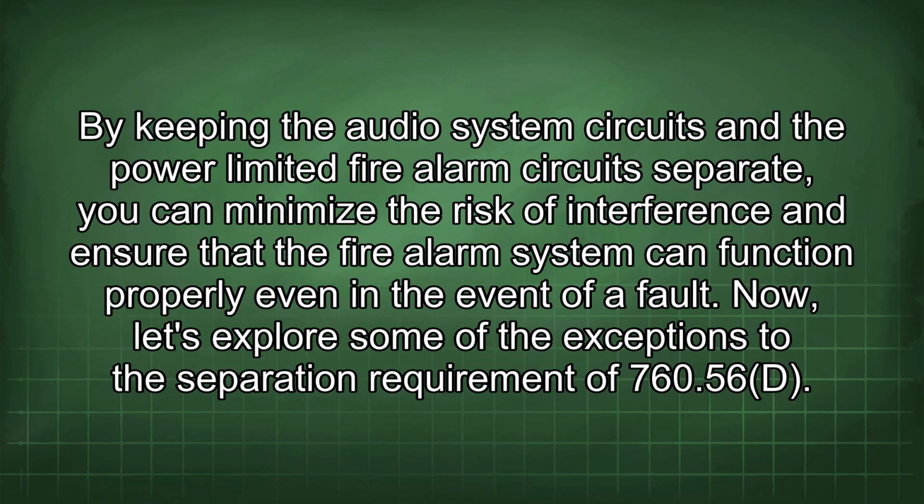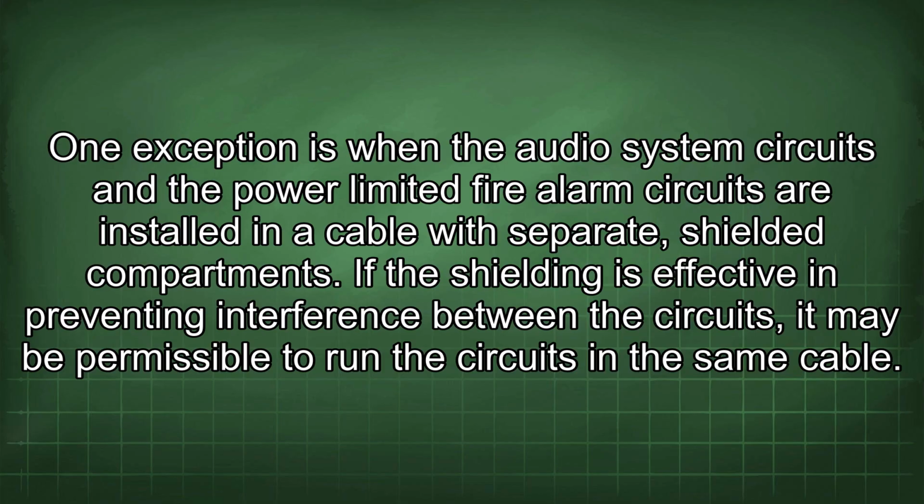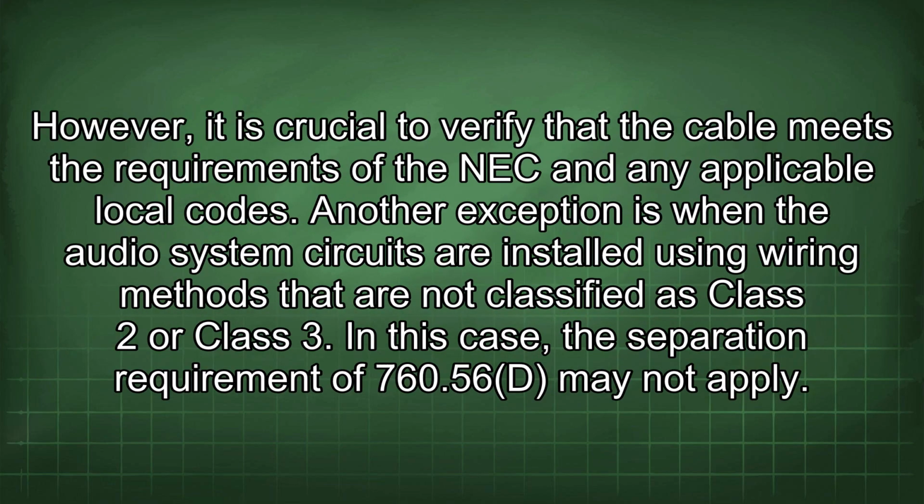Now let's explore some of the exceptions to the separation requirement of 760.56(D). While the general rule is that audio system circuits and power-limited fire alarm circuits must be run in separate conduits or raceways, there are some situations where this may not be required. One exception is when the audio system circuits and the power-limited fire alarm circuits are installed in a cable with separate, shielded compartments. If the shielding is effective in preventing interference between the circuits, it may be permissible to run the circuits in the same cable. However, it is crucial to verify that the cable meets the requirements of the NEC and any applicable local codes.